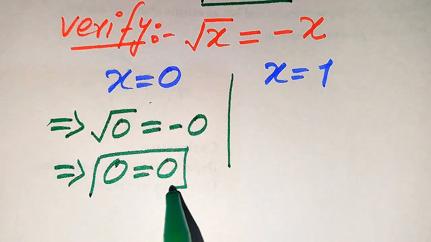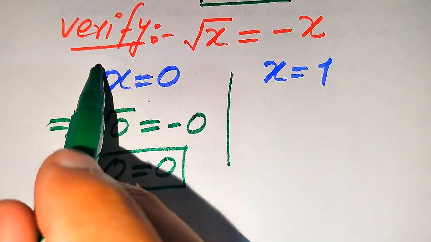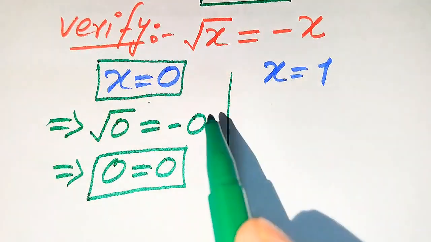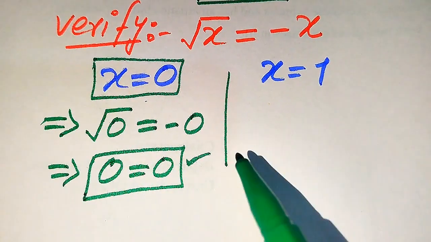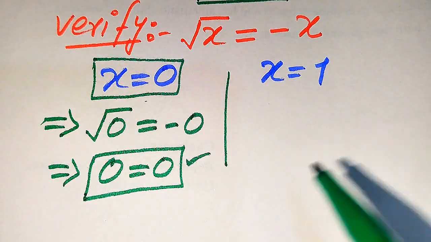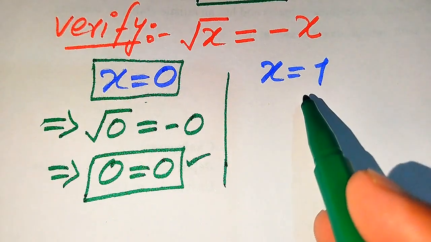Okay, so this shows that the value x equals 0 satisfies our given question statement because both of the sides are equal. So this means that x equals 0 is one solution of the given equation.